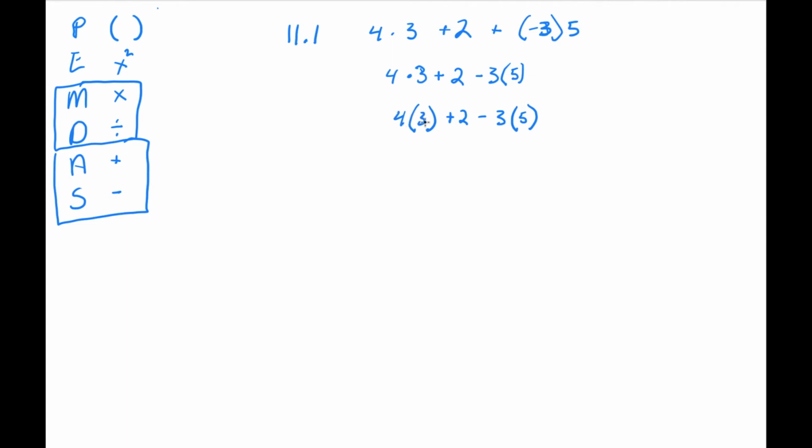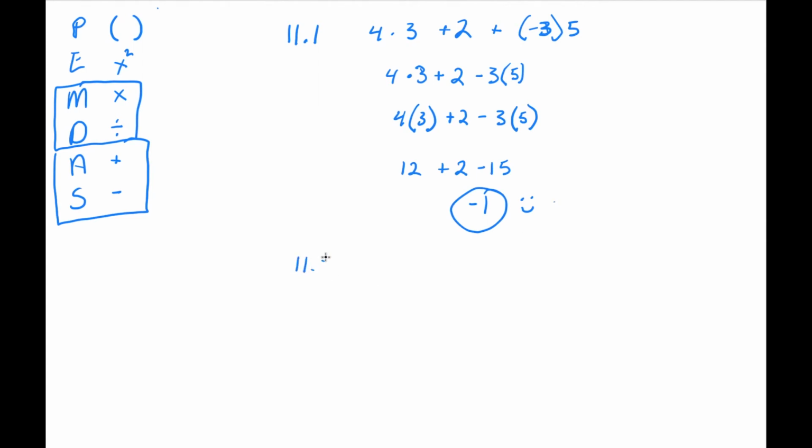I think that's actually a little bit clearer. So now we take care of the multiplication. So that's 12 plus 2, and negative 3 times 5 is negative 15. Now we can do the addition and subtraction. That's going to be 14 minus 15. That's going to be negative 1. And yes, that's the correct answer. So if me and the book agree, that means I did PEMDAS correctly.